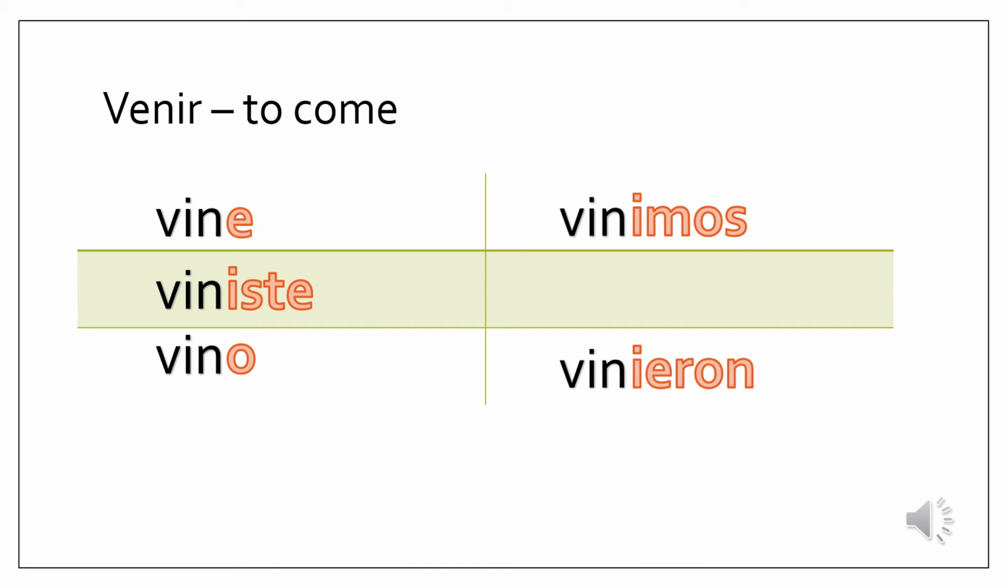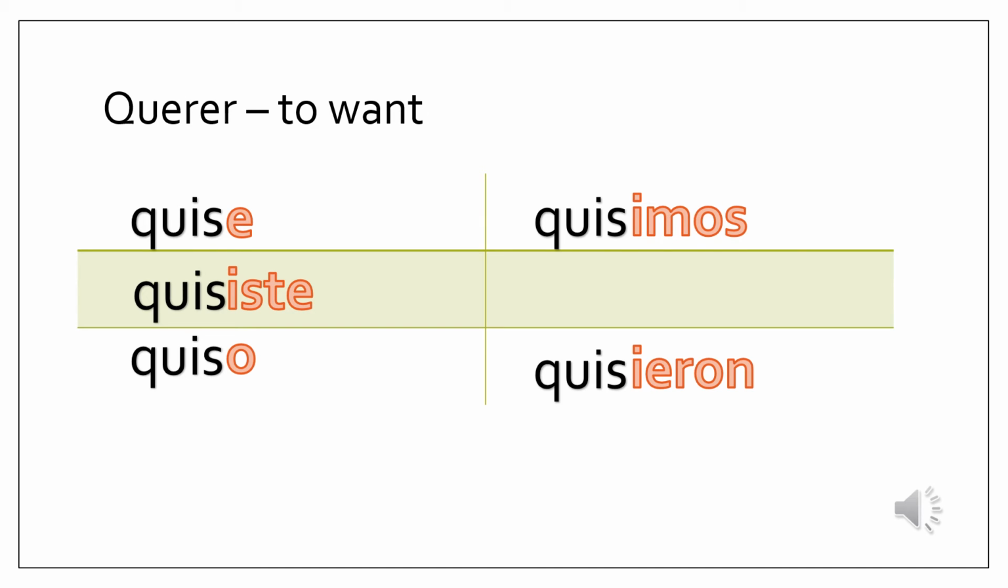So our correct preterite tense forms of venir are vine, viniste, vino, vinimos, vinieron. Our correct preterite tense forms of querer are quise, quisiste, quiso, quisimos, quisieron.